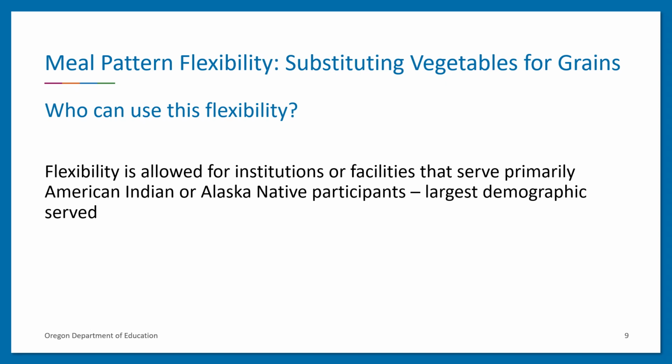In April of 2024, USDA released a final rule updating the meal pattern to reflect the 2020 to 2025 Dietary Guidelines for Americans. The final rules included a flexibility for substituting vegetables for grains for certain sponsors. Who can use this flexibility? This flexibility can only be used by institutions or facilities that serve primarily American Indian or Alaska Native participants, meaning that it applies only to those whose largest demographics served are American Indian or Alaska Native participants.